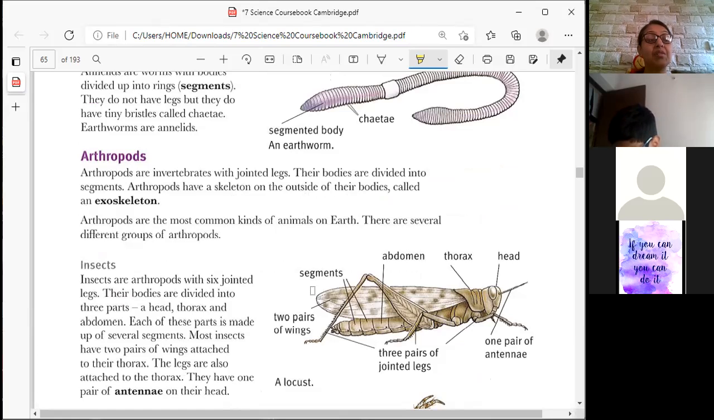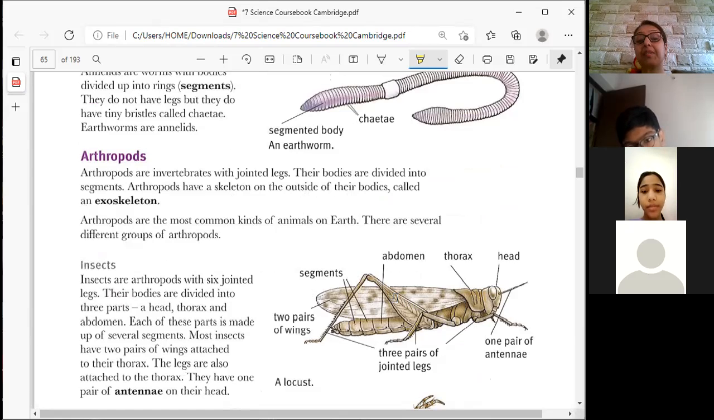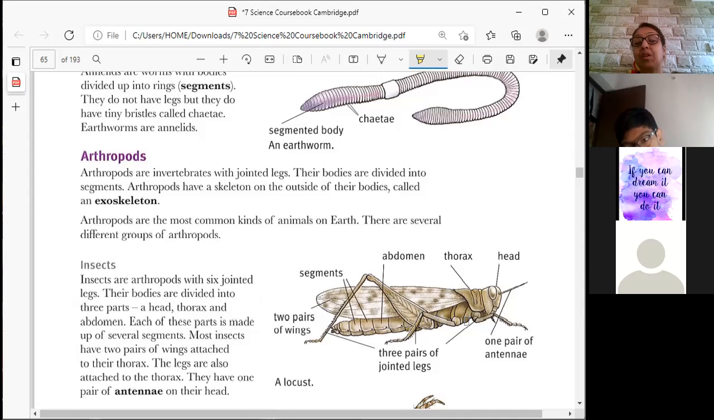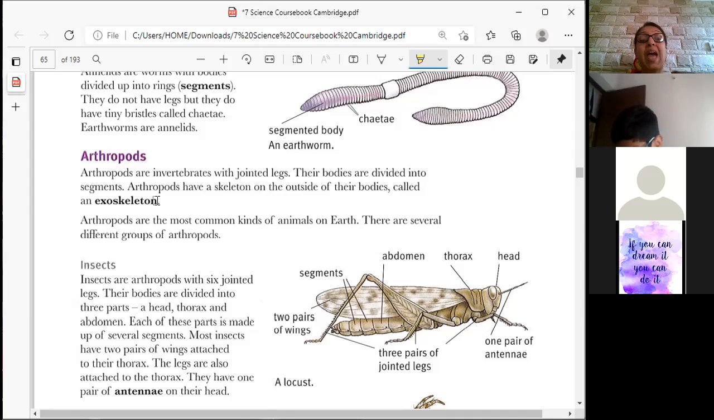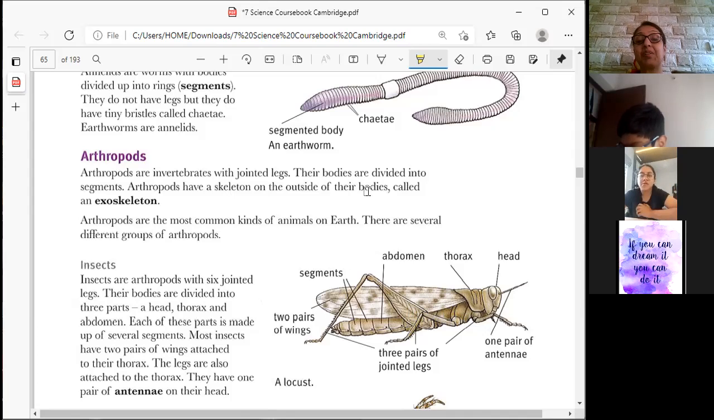Cockroach is also an arthropod, and you can see the joint legs. Look at the shape of their legs, joint legs. Arthropods have a skeleton on the outside of their body, and therefore they are called exoskeleton. Exo is because it is outside.